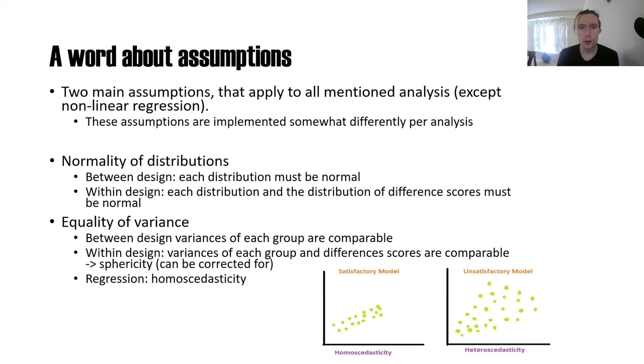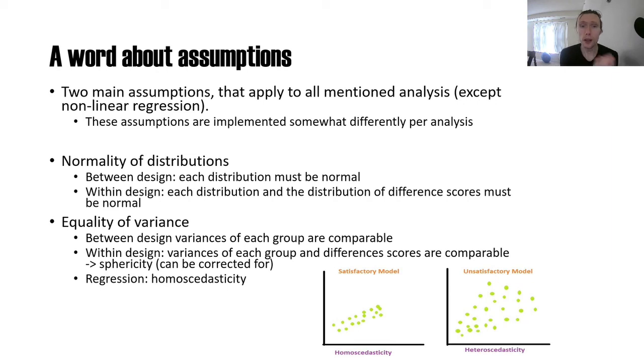So when you have a between subjects design, where we have different groups, coffee drinkers, tea drinkers, water drinkers, then each of those distributions of tea drinkers, coffee drinkers, and water drinkers has to be normal. So that would be the case for your independent samples t-test, or your one-way ANOVA, or your factorial ANOVA.